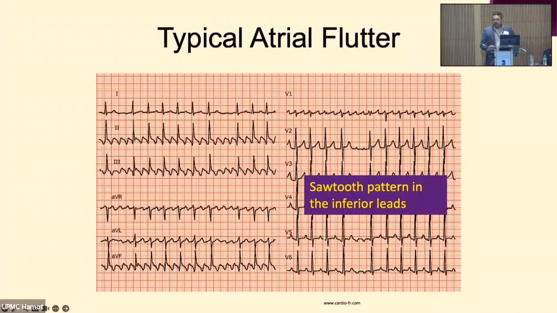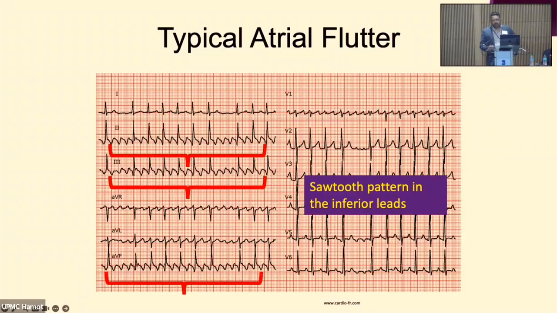And this is the typical sawtooth pattern that you see. And this is usually in the inferior leads. So that's lead 2, lead 3, and lead aVF. Now, sometimes someone will bring me up an EKG and show me this sawtooth looking thing in lead V1. That's not typical flutter. When we're talking about a sawtooth pattern and typical flutter, we're talking about the inferior leads.